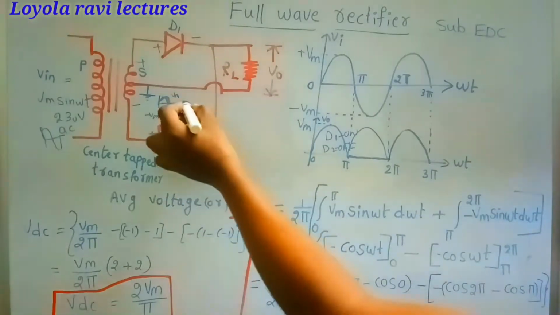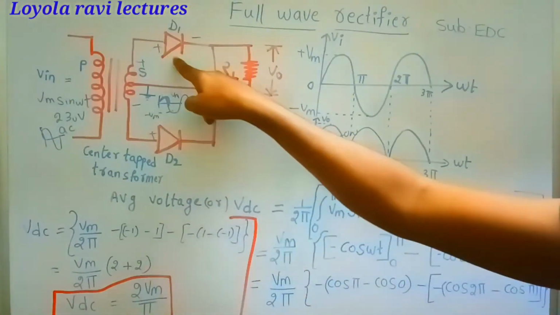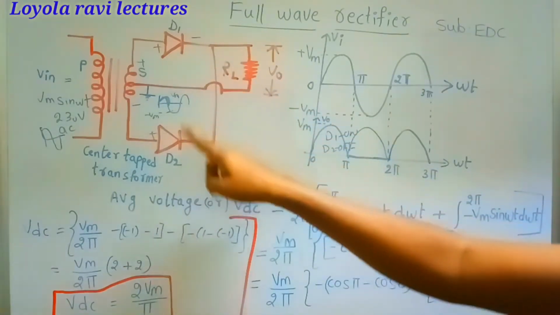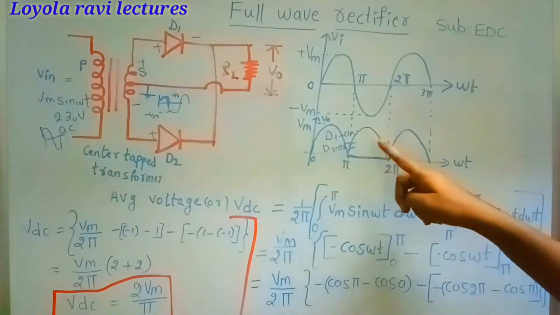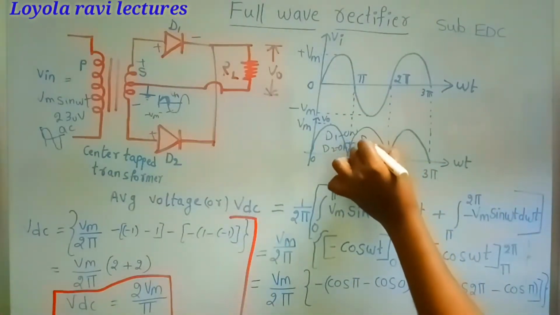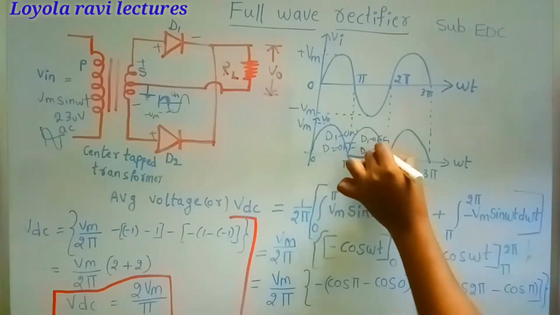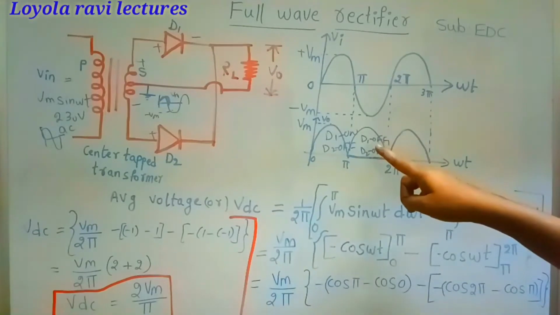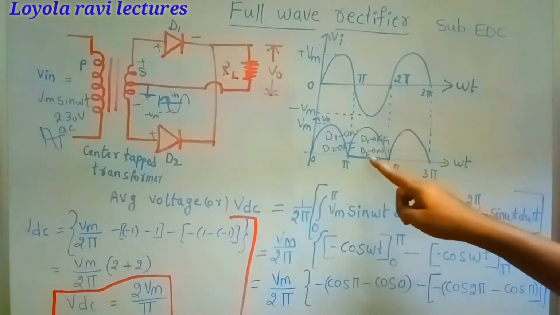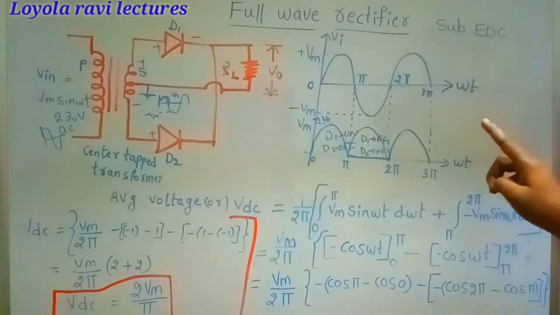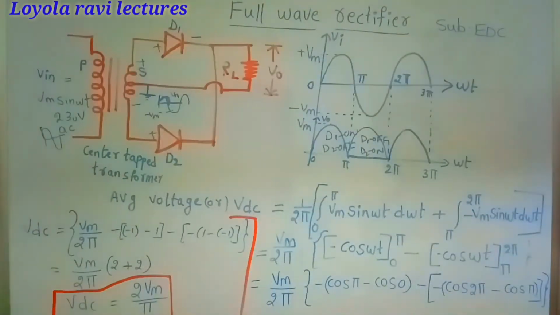Similarly, again I am giving another positive peak. Again D1 is on, D2 is off. That repeats. For all positive peaks, D1 is on and D2 is off. For all negative peaks, D1 is off and D2 is on, and so on. It repeats. This is the output of the rectifier circuit that we collect across the load resistance.